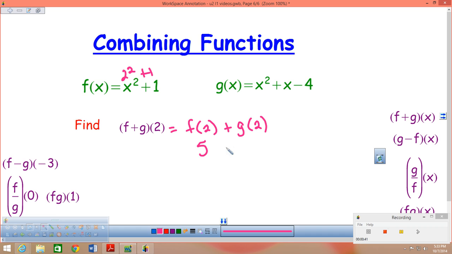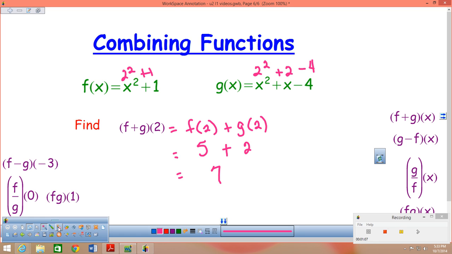I'm going to replace the x in the g function with 2. So I have 2 squared plus 2 minus 4. Let's see, that is 4 plus 2 is 6, minus 4 is 2. So f plus g of 2 is equal to 7. Okay, f plus g of 2.